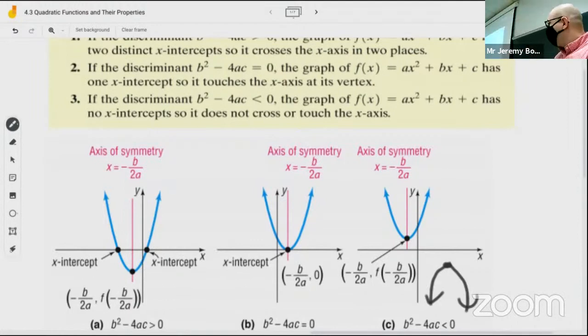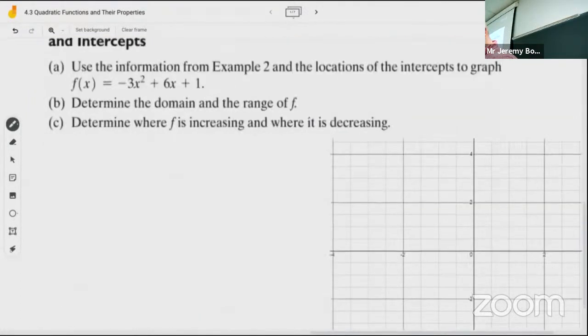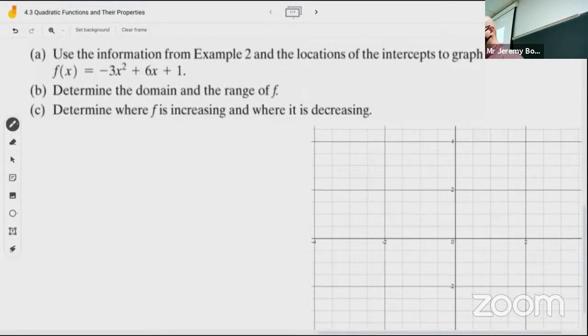Any questions on that? No? All right. Example. Okay, so this is the same one? Yeah, we'll do examples of the intercepts here.